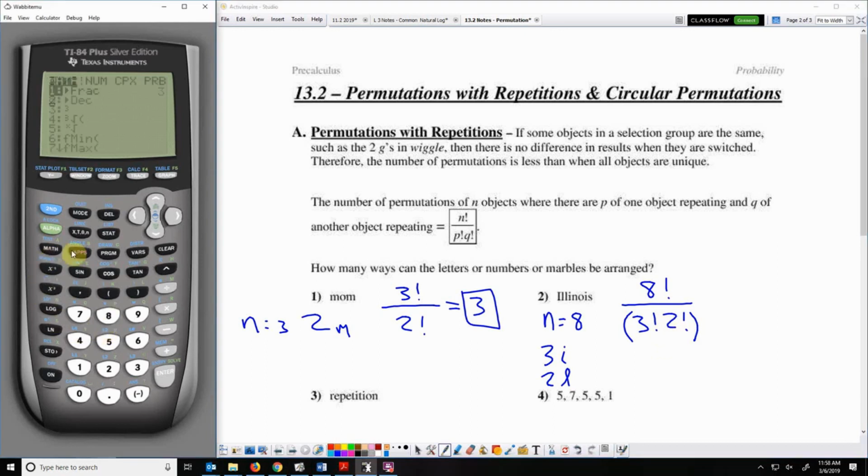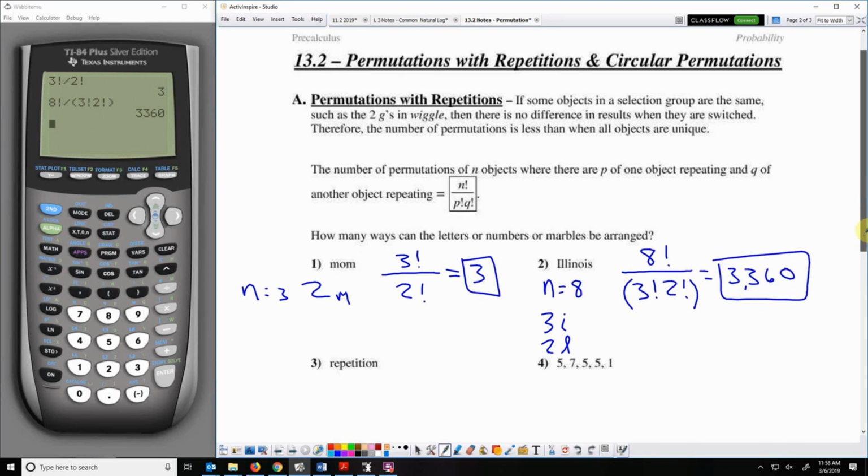So 8 factorial divided by, parentheses, 3 factorial times 2 factorial, close parentheses. There are 3,360 ways to arrange the letters in the word Illinois.